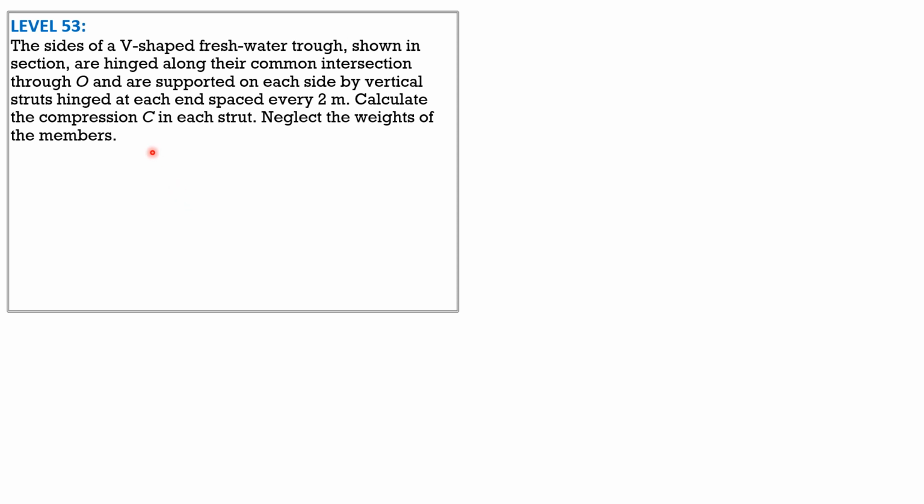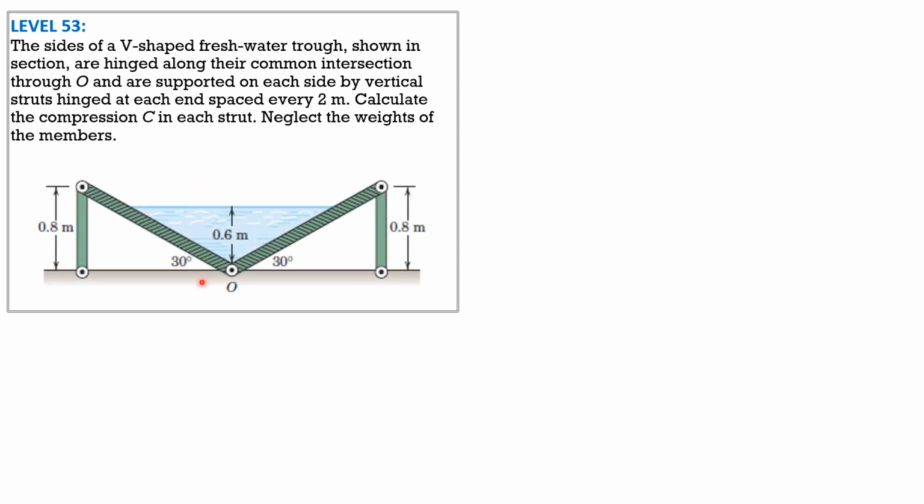Level 53. The sides of a V-shaped freshwater trough shown in section are hinged along their common intersection through O and are supported on each side by vertical struts hinged at each, spaced every 2 meters. Calculate the compression C in each strut. Neglect the weights of the members. So here's the given figure, and since this is symmetric, let's consider the free body diagram of the left half, and some details, especially the distances, will be on the right half. But let's consider the left half.